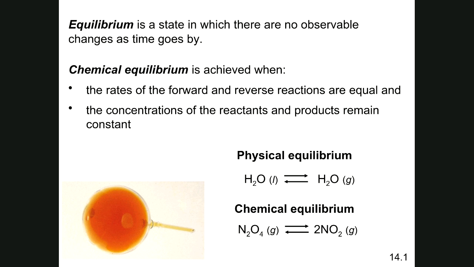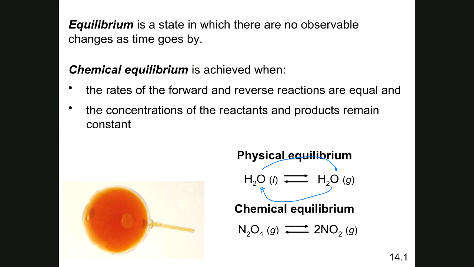So equilibrium is a state in which there are no observable changes as time goes by. It means that you start the reaction and it is going to reach a state where you don't see any change in concentration. The concentration of the reactant and the product is going to stay the same. When the reaction reaches equilibrium, you have a forward reaction and the reverse reaction happening at the same rate. So if one molecule of reactant goes to product, one product would go to the reactant.